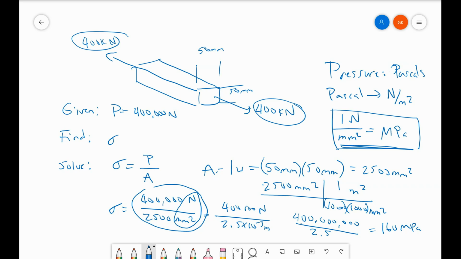Other things to remember is that you have to be very careful that when you're writing free body diagrams or you see these pictures, even though it shows 2 arrows here, it's still just 400 kilonewtons. It's the same force shown on both sides. You don't add the 2 together.